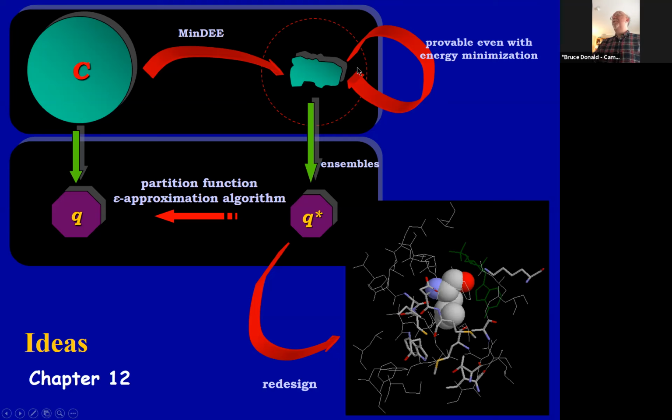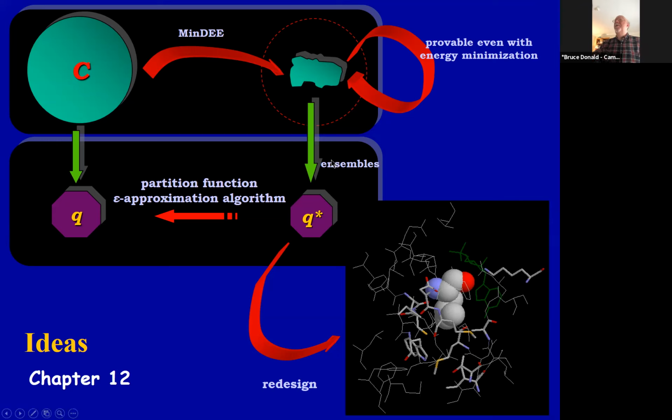And the thing is, this should be provable even with energy minimization at the end. So in other words, we're going to prune any rotamer that cannot participate in the GMEC, even given that after we compute the GMEC, we're going to minimize it slightly. That's the key thing. That's what minimization aware means.